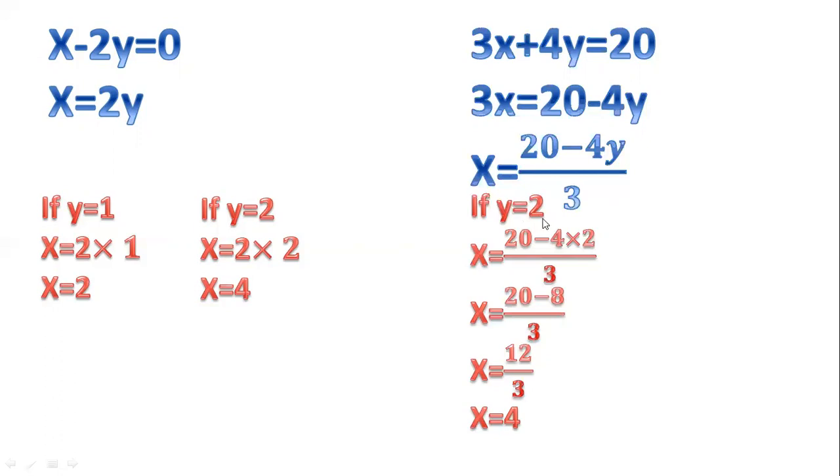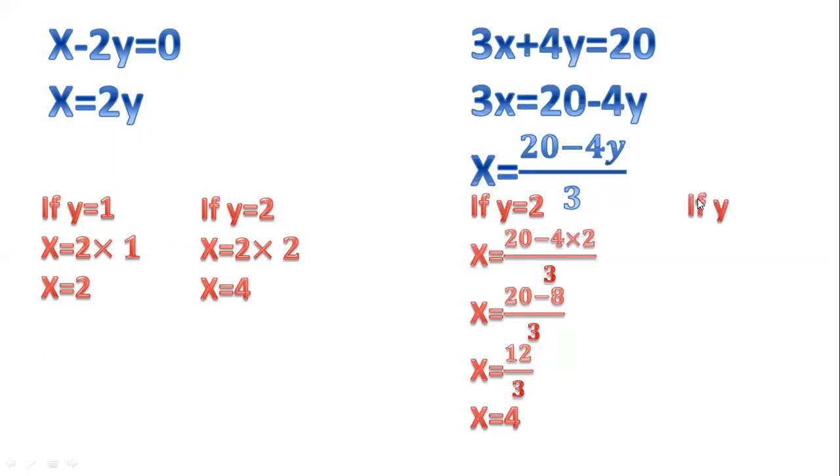So the next value you have to put for y. This is completely divisible by 3 when y is 5, because here the denominator is 3. You have got one value for y, that is 2. So the next value will be 2 plus 3, that is 5, or 2 minus 3, that is minus 1. So that we will get an integer as the answer.